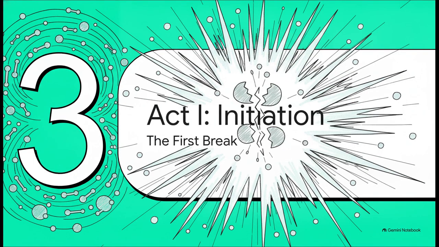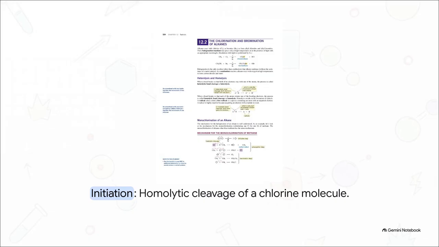Which brings us to Section 3, Act 1, initiation, or the first break. Let's start the show with the step where all that extreme energy we mentioned forces the very first bond cleavage. This first step is simple, but man, is it powerful. When we introduce heat or light to a molecule of chlorine gas, that energy homolytically snaps the paired chlorine bond. Just look at those two fishhook arrows cleanly separating the bond, instantly birthing two highly reactive chlorine radicals. The spark has officially been lit.